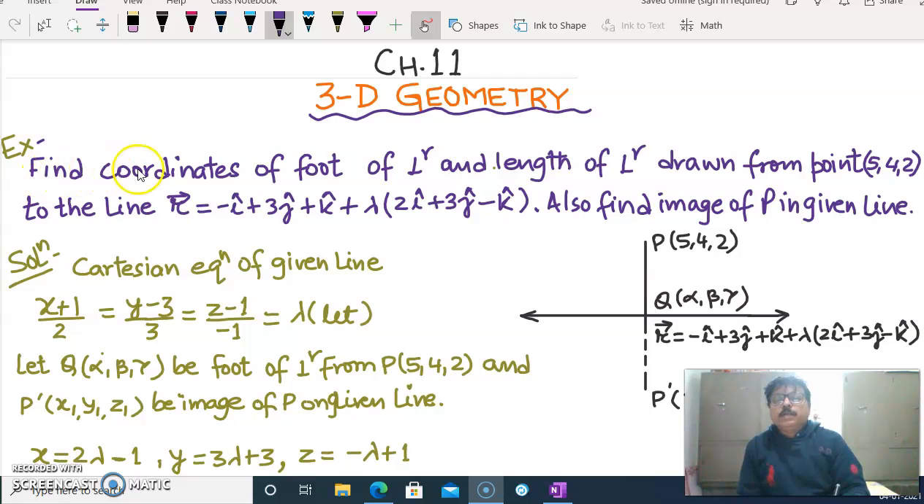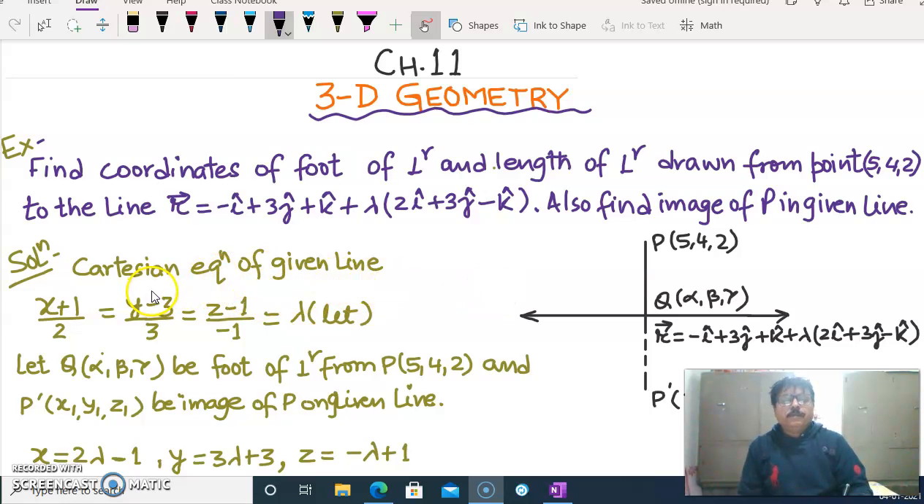First example is: find the coordinates of the foot of the perpendicular and the length of the perpendicular drawn from point (5, 4, 2) to the line r = -i + 3j + k + lambda times (2i + 3j - k). Also find the image of P in the given line. So we have drawn the diagram, correct?